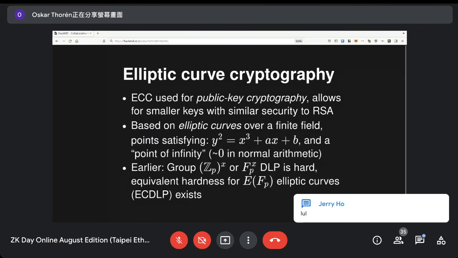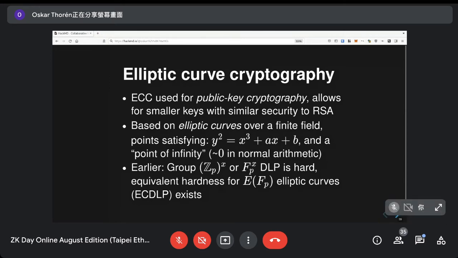Elliptic curve cryptography is used for public key cryptography, and it allows for smaller keys with similar security to RSA. A 256-bit ECC key corresponds to a 3072-bit RSA key. So it has a 10x impact on performance, which is why a lot of products are using them now.